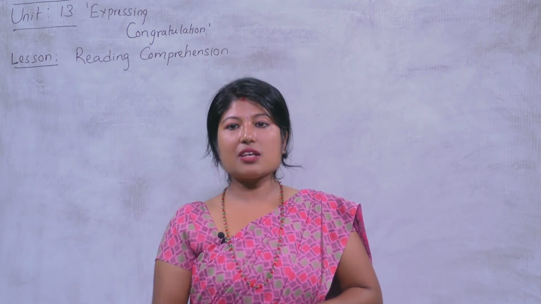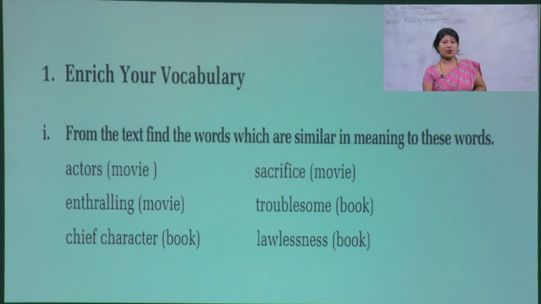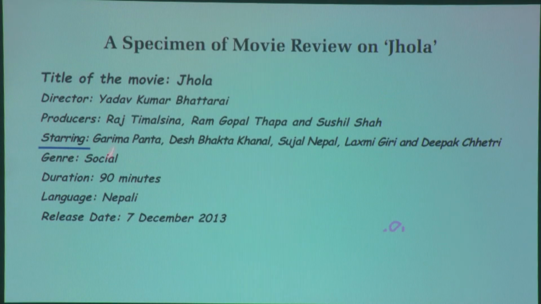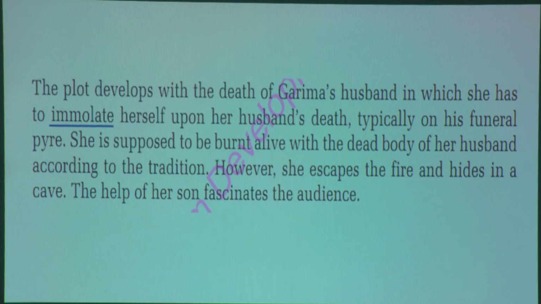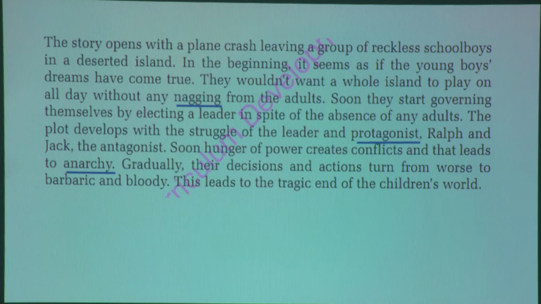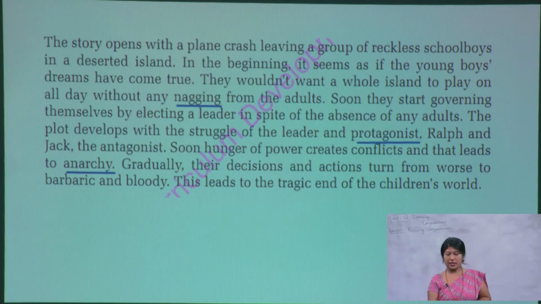You have to find some similar words from the text, like actors, sacrifice, enthralling, troublesome, chief character, lawlessness. It's already given there from the movie or book. You have to find out, like actor is starring, sacrifice is immolate, enthralling is spellbinding, troublesome is nagging, chief character is protagonist, lawlessness is anarchy. Starring you can find in the beginning of the movie review. Immolate is in the first and second paragraph. Spellbinding is in the final paragraph of the movie review. Nagging, protagonist, anarchy you can find from Lord of the Flies in the second paragraph.